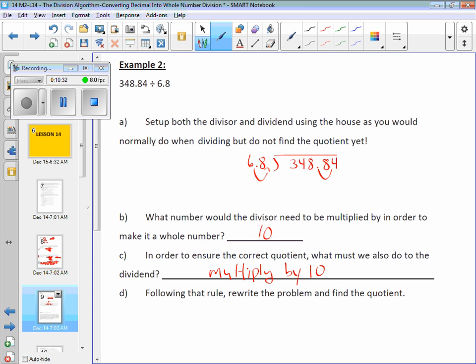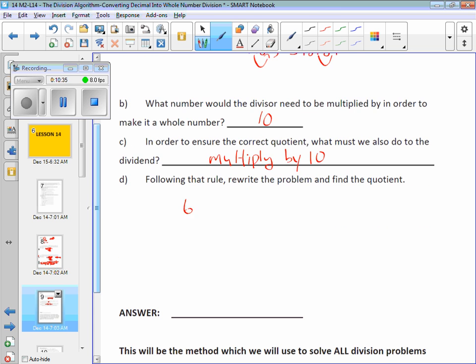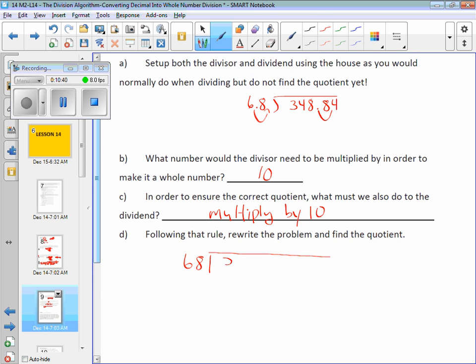So now I'm going to rewrite it. It becomes 68 into 3, 4, 8. Another 8. And the decimal is now here. Are we good so far? Now, really important, I have to raise the decimal and bring it straight up. If you try to put it in later, afterwards, you could get lost. So after you've moved your decimal, move it up in the roof as well.